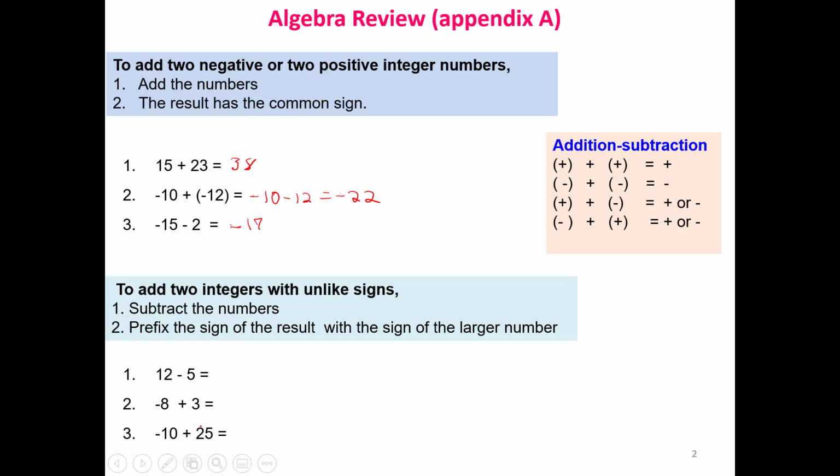And let's solve this one. 12 minus 5, we subtract, will be 7. Because 12 is the larger number, the result is positive. Minus 8 plus 3 will be 5, but 8 is the larger number, so the answer is negative. Minus 10 plus 25, we subtract the numbers, will be 15, but 25 is the larger number and it's positive, so the answer is positive.